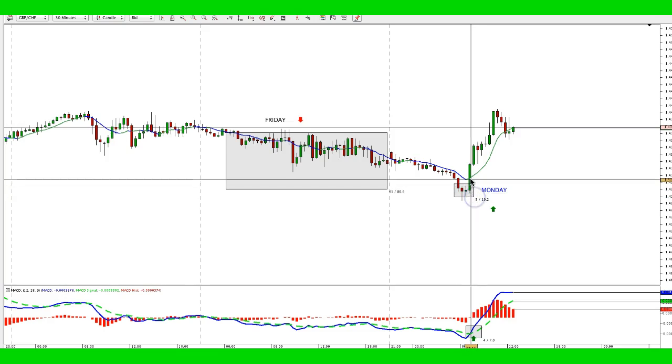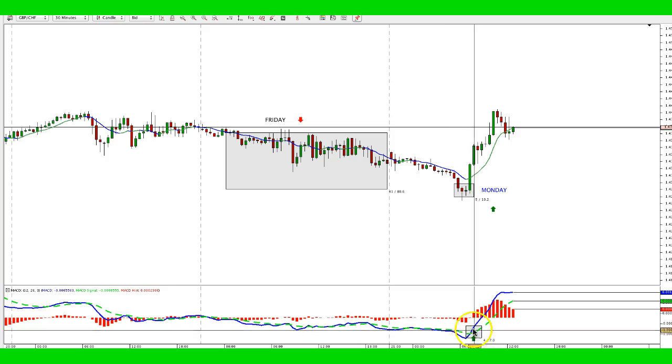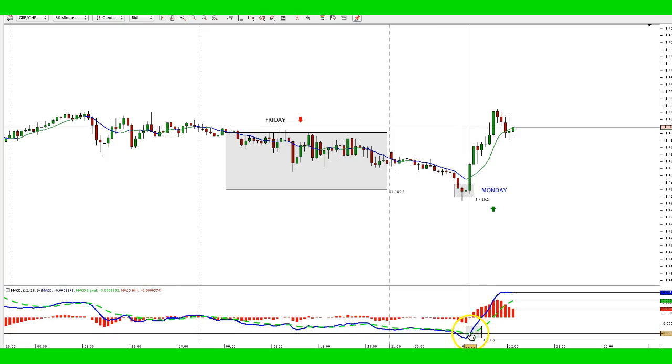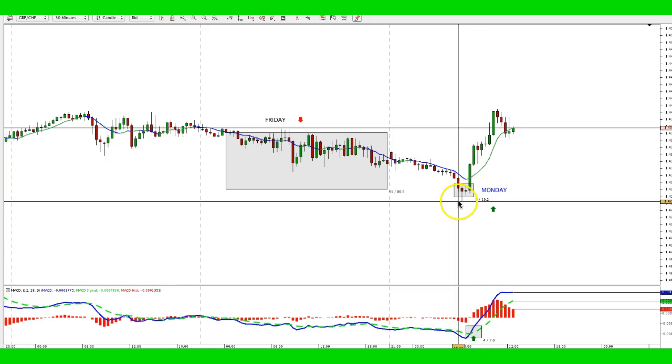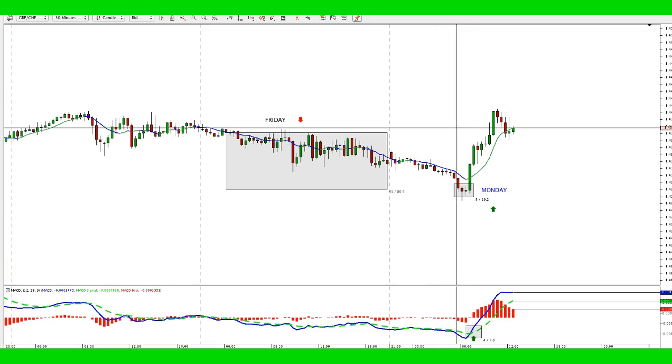You just need for price to break above the 8 moving average line on a 30-minute chart, and for the two lines of MACD, these are default settings, to cross to the upside. Let's look at some other pairs.